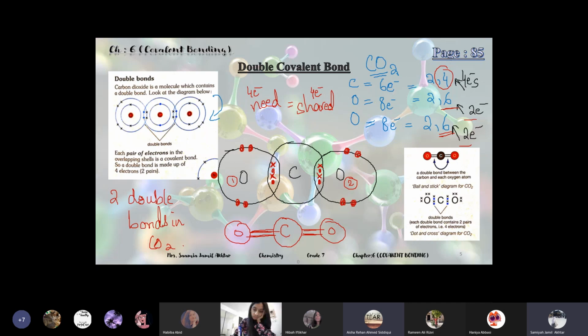A double bond is made up of 4 electrons.